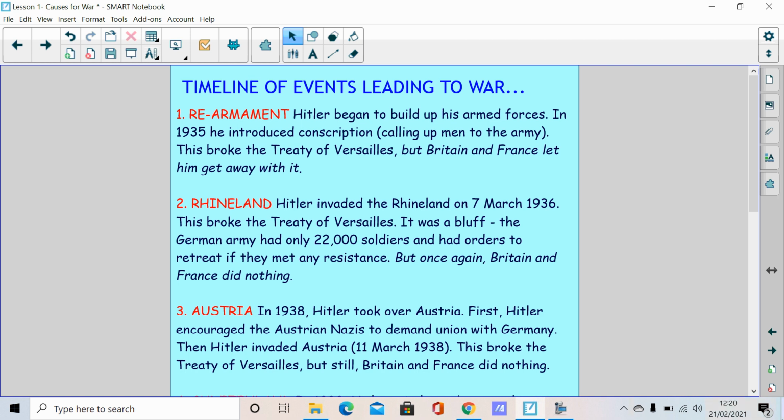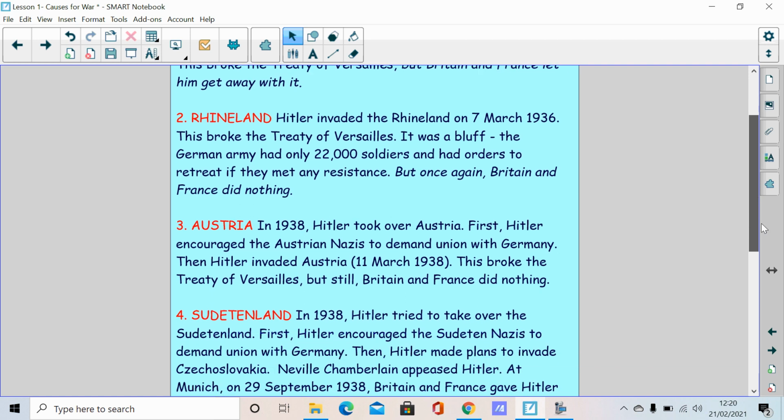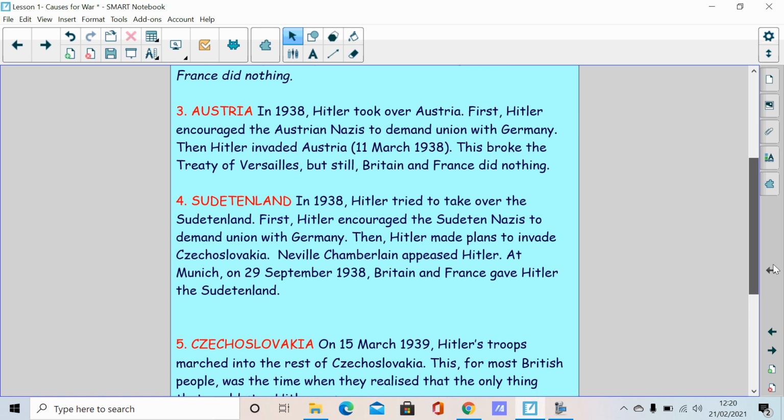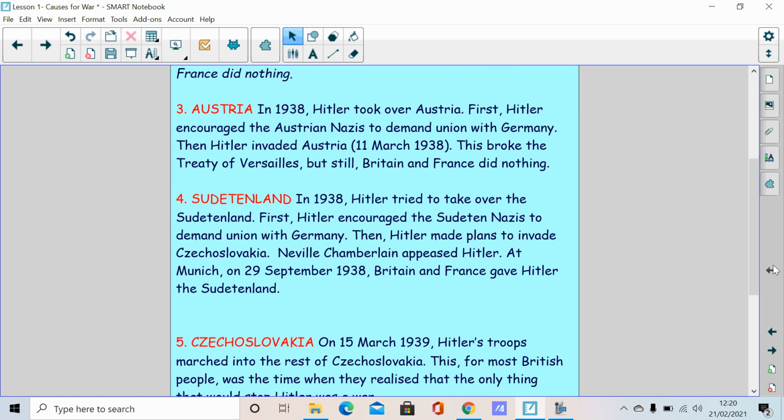And then another timeline event is Austria in 1938. Hitler took over Austria, his homeland. He encouraged the Austrian Nazis to demand union with Germany. Then Hitler invaded it. He said, you know what, I'm just going to walk into the country. Again, this broke the Treaty of Versailles, but still the world did nothing. They let him do it.